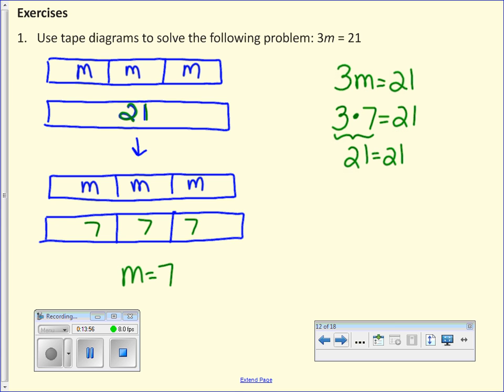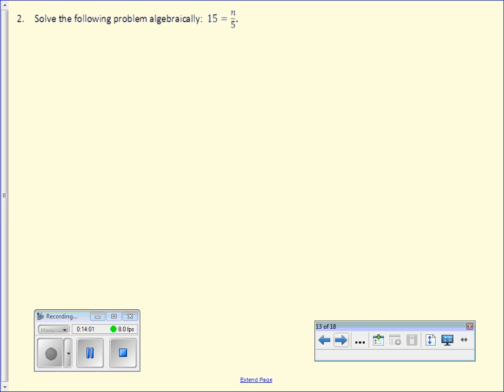Get it right. Okay? Number 2, let's solve this one algebraically. Now, I know if my daughter was doing this one, she would not like the way it was written. How come?